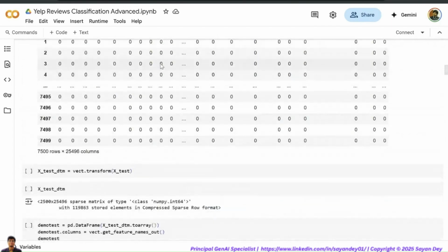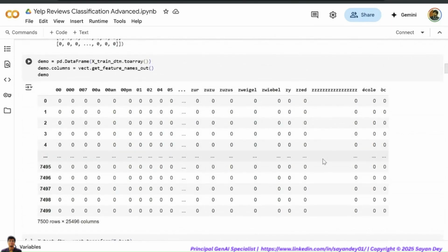Anyways, this is how the DTM will look in practice. So when you use CountVectorizer, you will end up getting something like this. You will have all your documents or all your reviews along the rows, and you will have all the unique words listed along the columns. So that is how the DTM broadly will look.